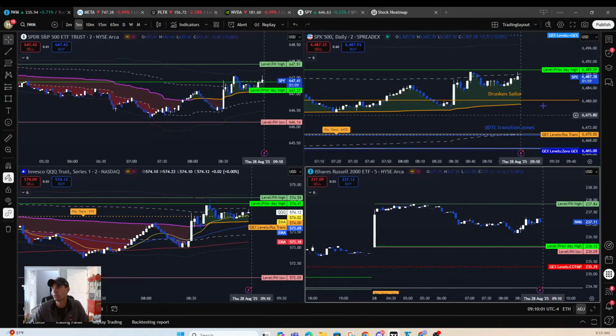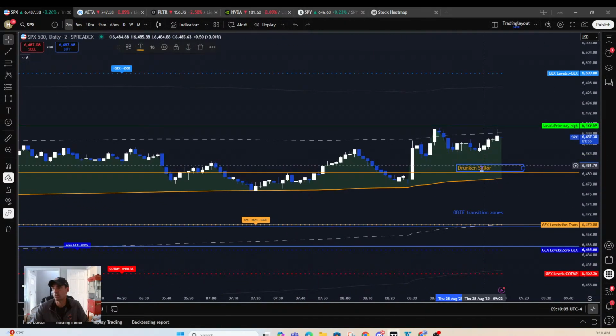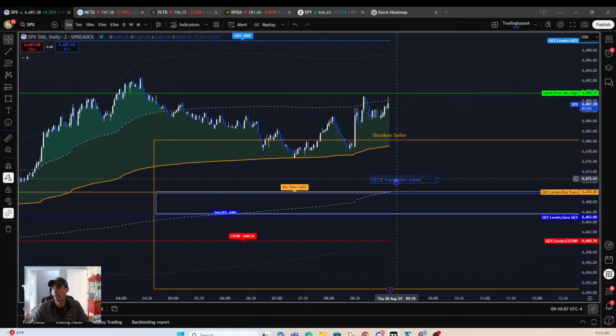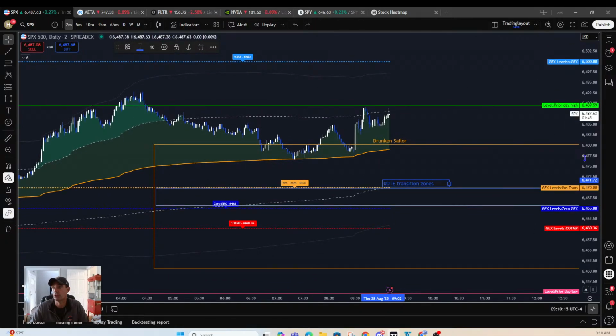All right, let's move on to our TradingView chart for this morning. I think we've already talked about the key levels here. Here's our drunken sailor range. I've overlaid the 0DT transition levels as well as our full script, again, provided to our members. Easy to copy and paste in TradingView or Thinkorswim.